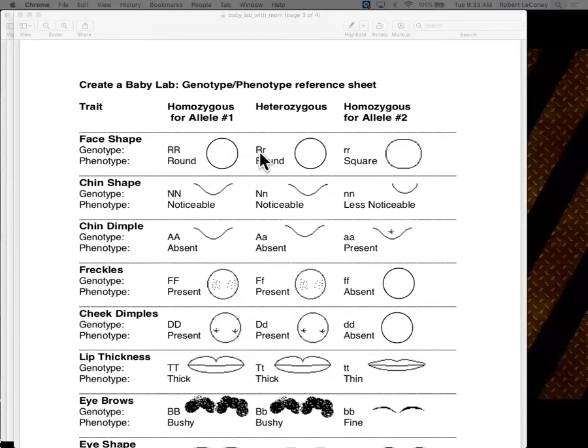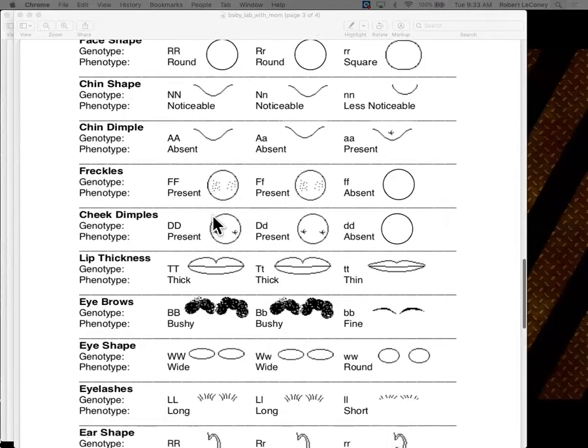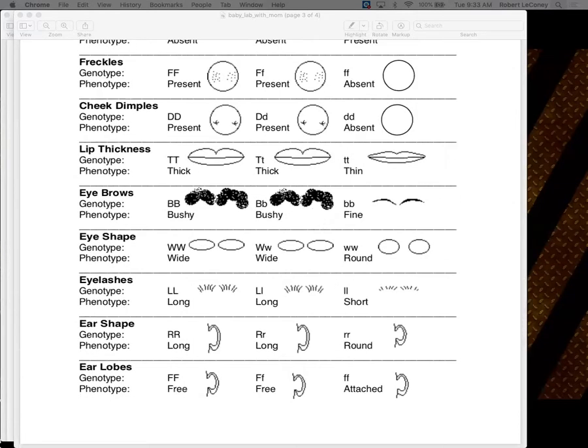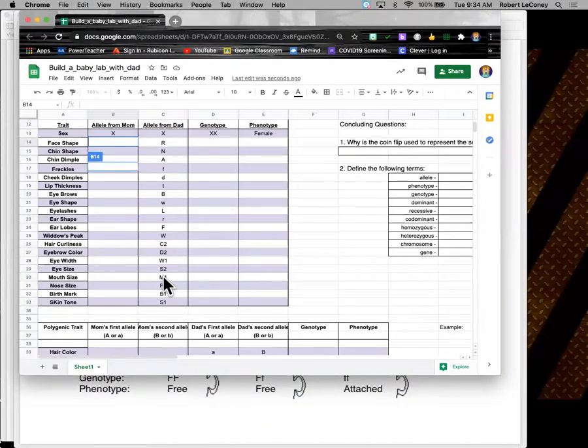If one parent gave a capital and the other parent gave a lowercase, the capital's dominant, the capital wins, so it's still round. If both parents give a recessive, then it's a square shape. And then you would write that phenotype on the table. You do that for every genotype, you find the phenotype for it, and you fill it in on this table. Once you know all your phenotypes, you can draw your baby.